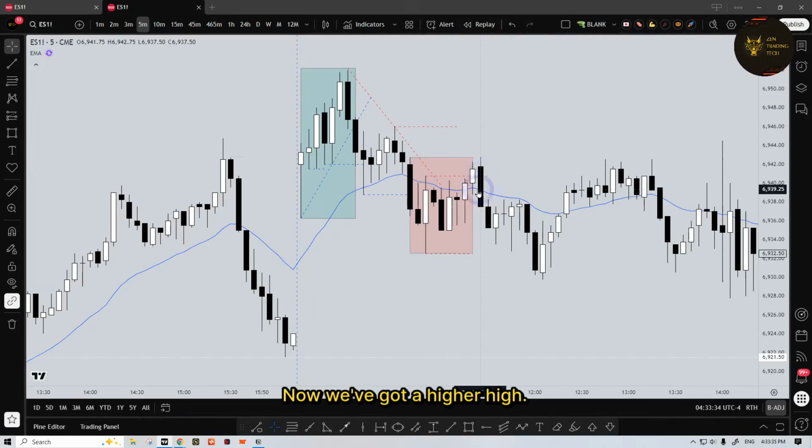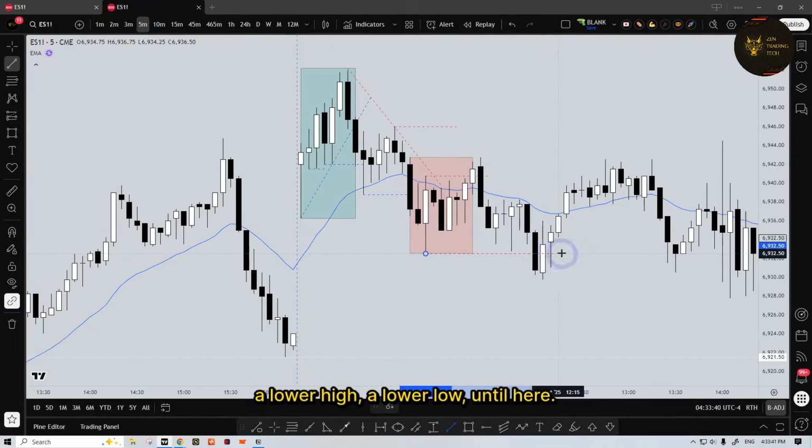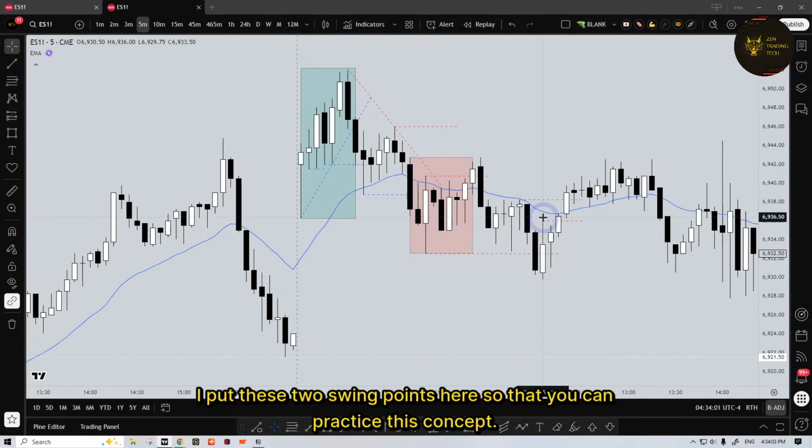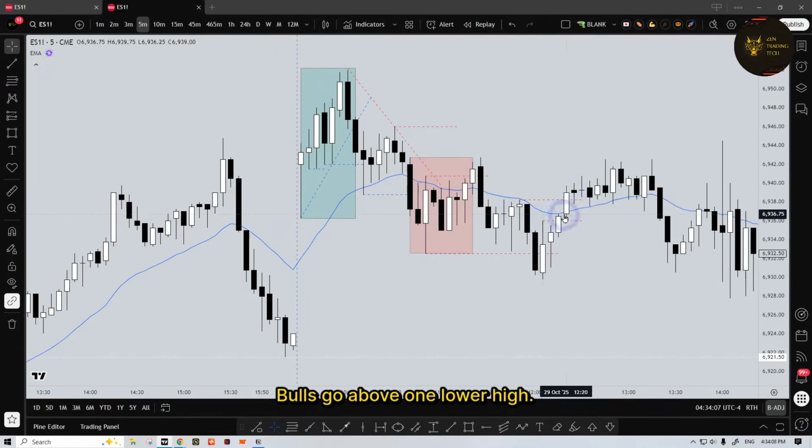Now we've got a higher high. We never get a lower high, lower low up till here. Now we've got a lower low. Now I've got a lower high. I've put these two swing points here so that you can practice this concept. Bulls go above one lower high. Now they go above two lower highs. So it is too late to sell now. The bull trend has probably started here. Let's keep going through the process.